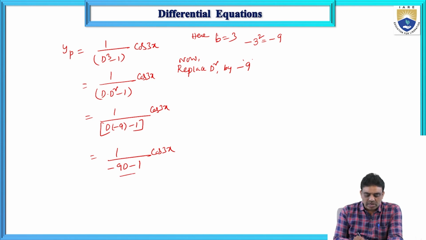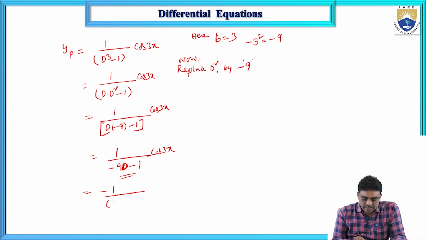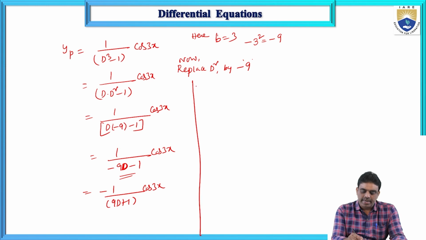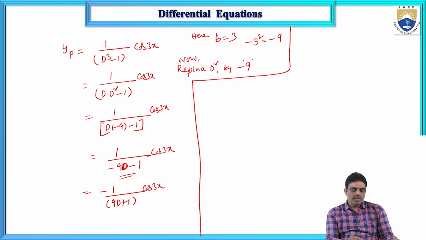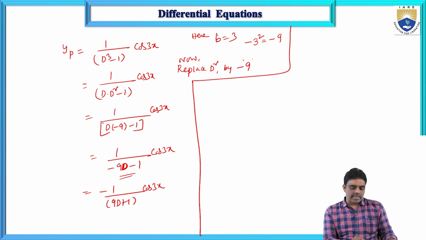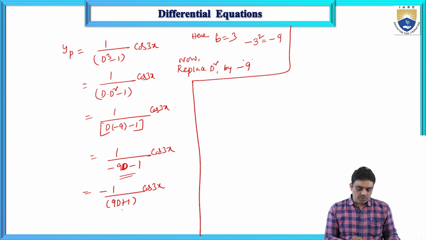Now this is a function of D only. This is capital D. Now make this as a function of D square. So I will rewrite this as 1 by 9D plus 1, and taking out the minus sign, we will get cos 3x. Am I right? 1 by 9D plus 1, minus taken outside, cos 3x. Now we cannot substitute D for 3. That is not the method. We have to replace D square by minus b square only.